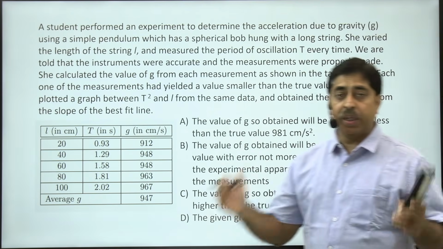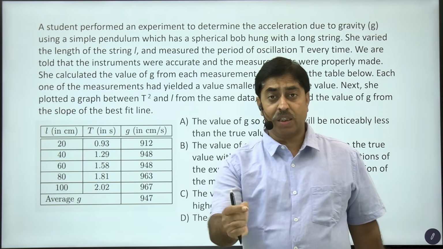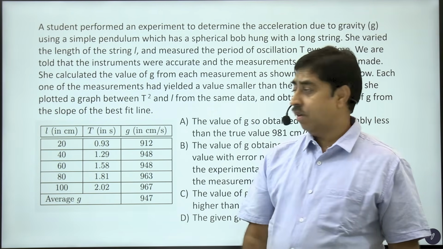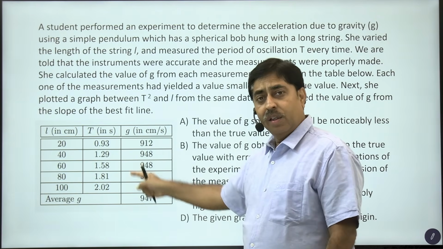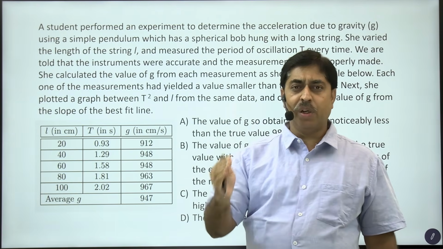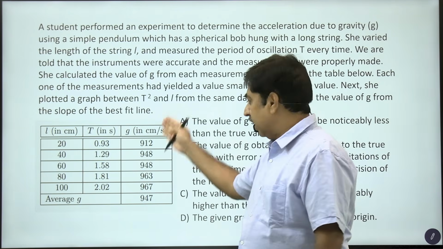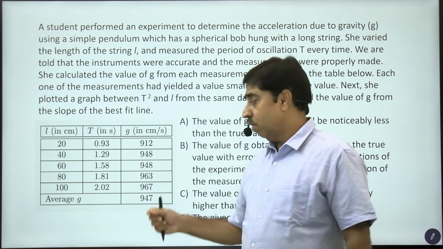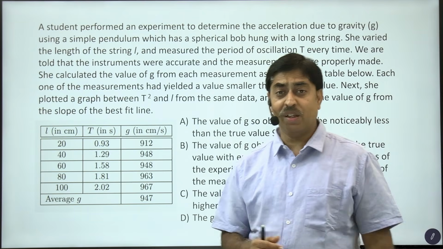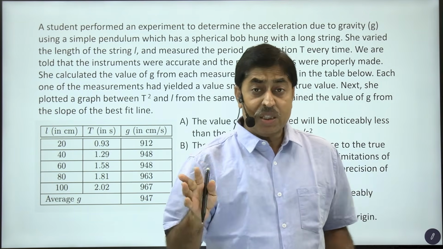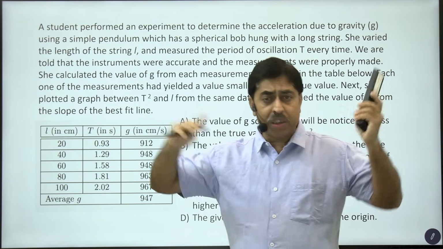So before I actually explain the question, let me ask you one more question. Why do you think that the readings are actually less than the true value? They are consistently less than the true value. Not even once is it higher than the true value. So there seems to be some systematic error.